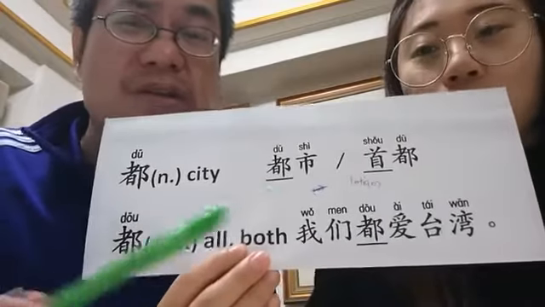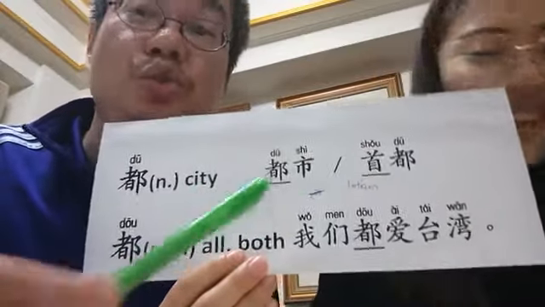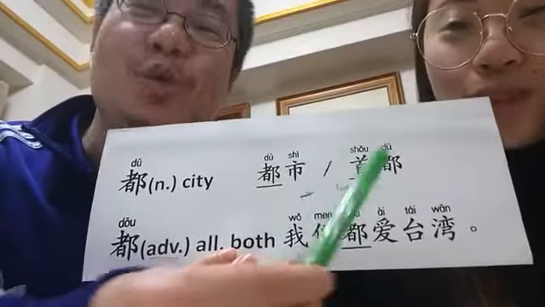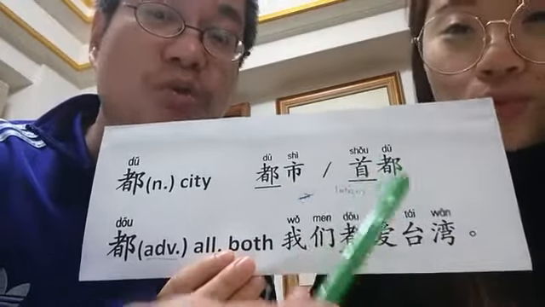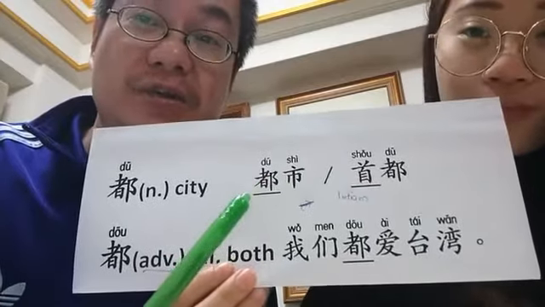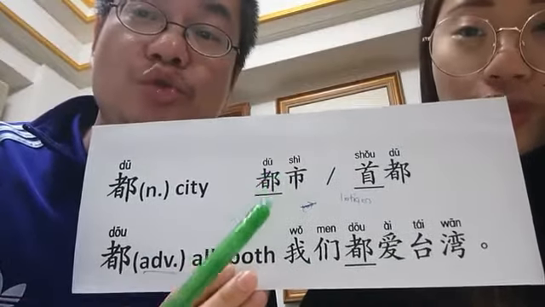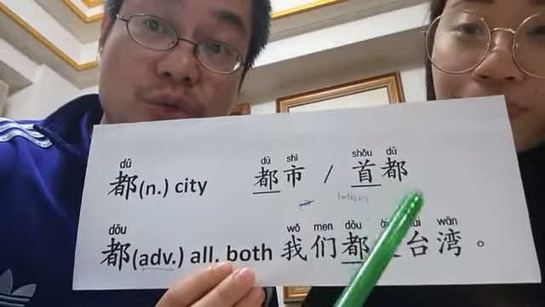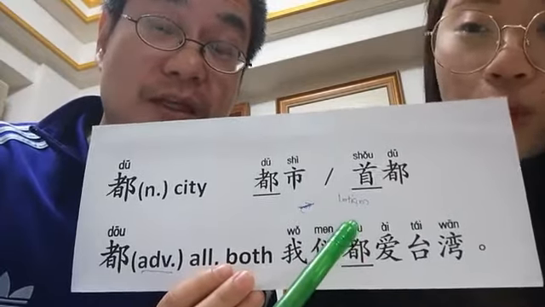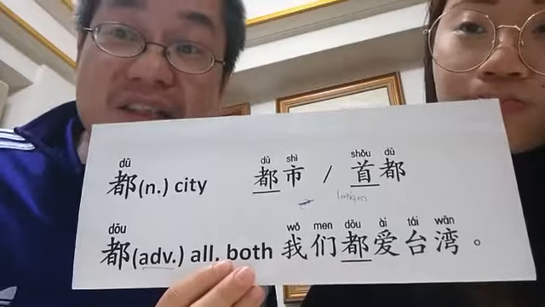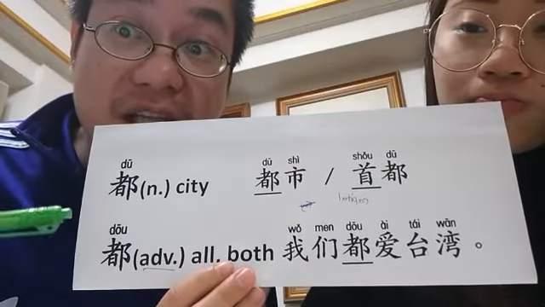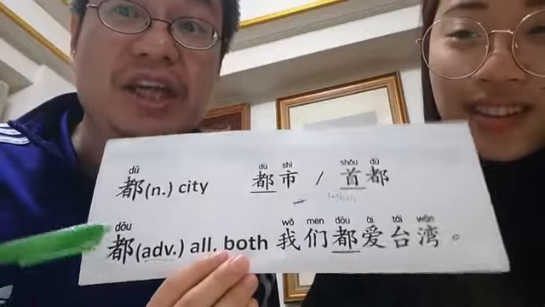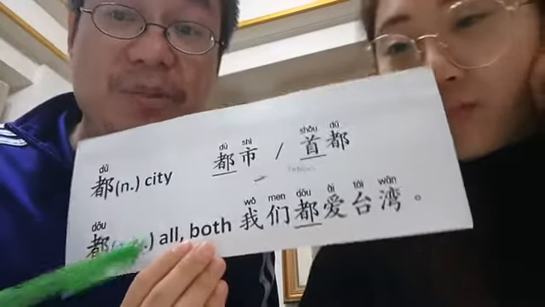And please don't read it like dōu. No. 都市, no, no, no. That's 首都. Okay, Abby, can you read this? 都市, city. 首都, capital. And the other pronunciation of the same word is 都. 都 here is an adverb, which means all or both.